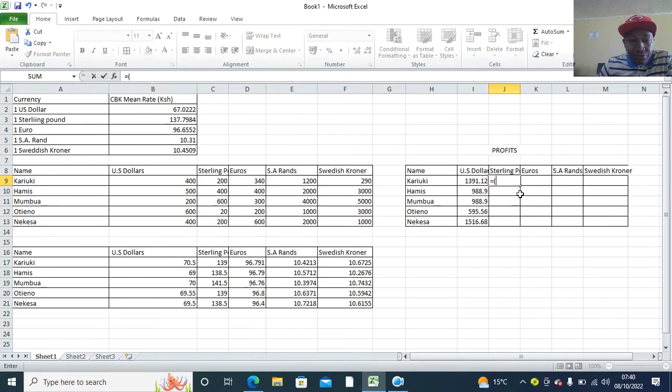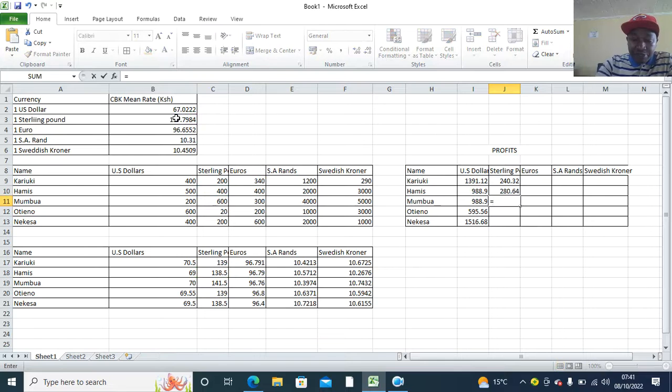It is equal to, now we are in karaoke, 200 multiplied by 139 minus, open the bracket, the same 200, that is 200 multiplied by that of starting pound, like that. Then for this guy again equals to bracket, that is for the next person, bracket 400 times 138 minus, open the bracket, the same 400 times 137, close the bracket, enter.